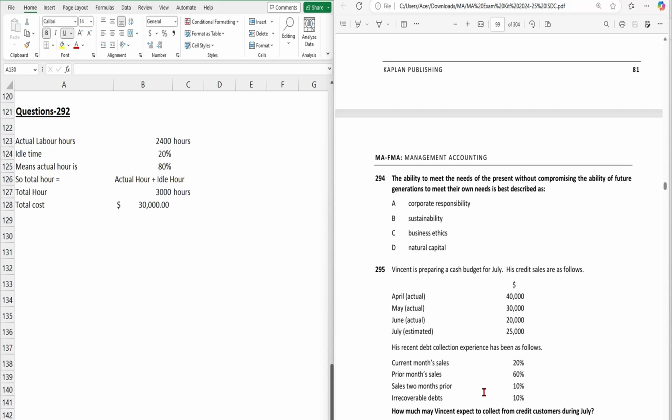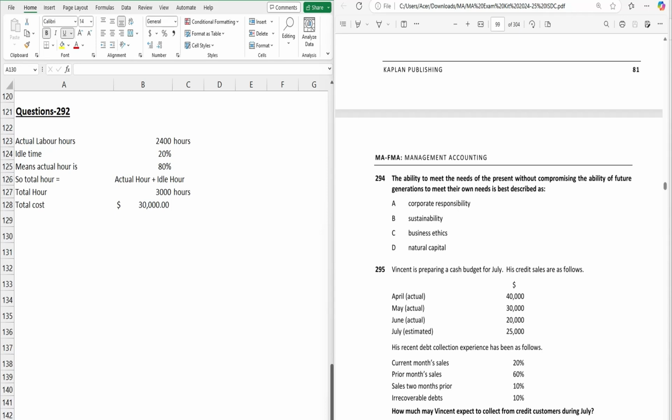The ability to meet the needs of the present without compromising the ability of future generations to meet their own needs is best described as... You are already familiar with this, right? Obviously this is the straightforward definition of sustainability, and it won't create any doubt. If we talk about corporate responsibility, it's a commitment of the company regarding ethical practice as well as social responsibility. So A could not fit the above definition, and obviously B is our answer.